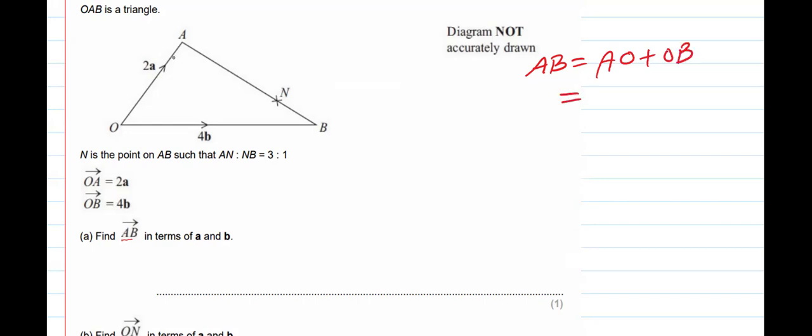Now what is AO? In the diagram, the direction is from O to A, but we need from A to O. So it will be the negative of that one. Because we have OA, if I take AO, it will be negative 2a. And OB is 4b. So we got AB.